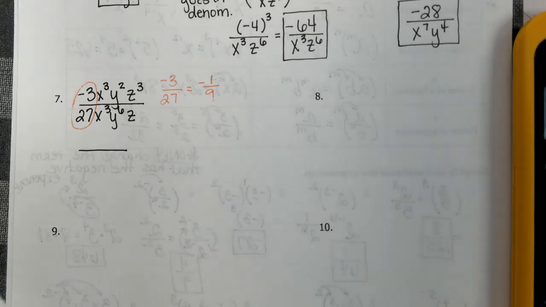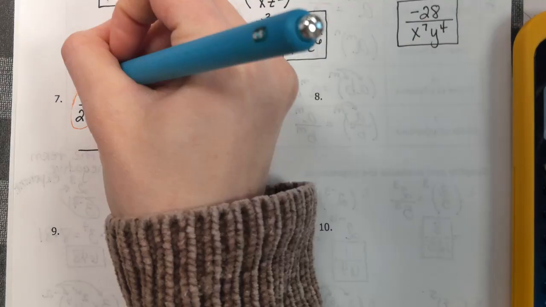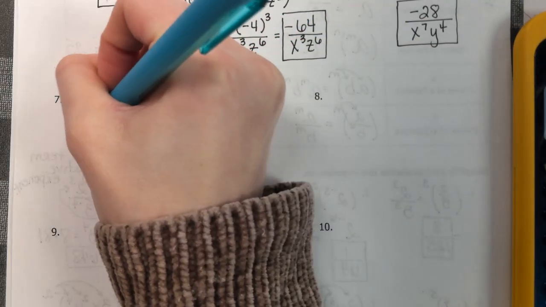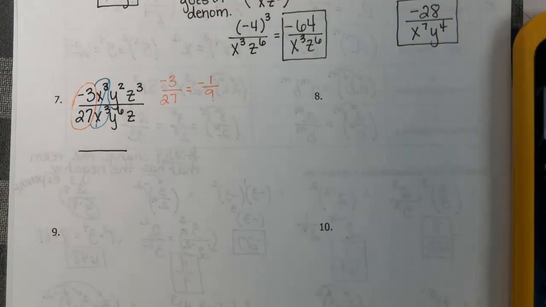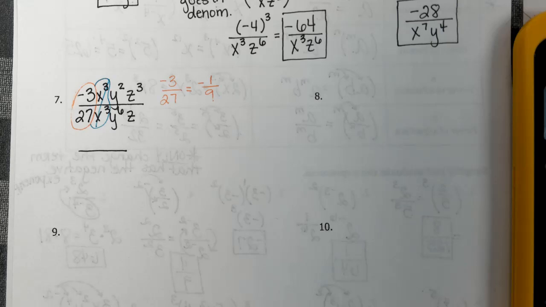Now, if I look at the next term, I have x cubed over x cubed. What happens there? Cancels, because 3 minus 3 is 0. Anything to the 0 power is 1. So that goes away. I don't have an x at all. Okay?